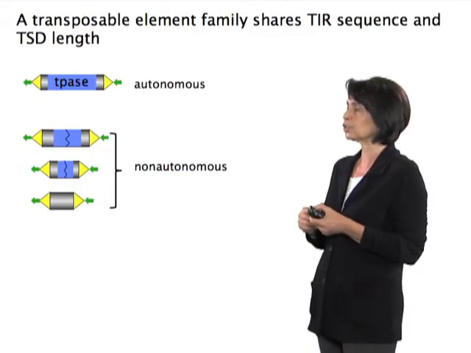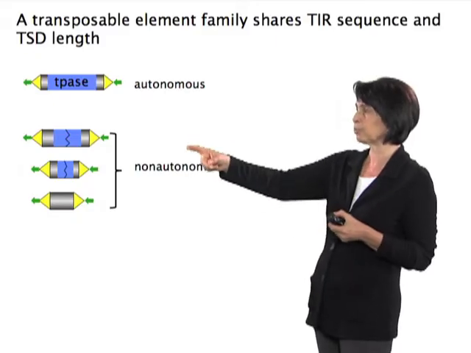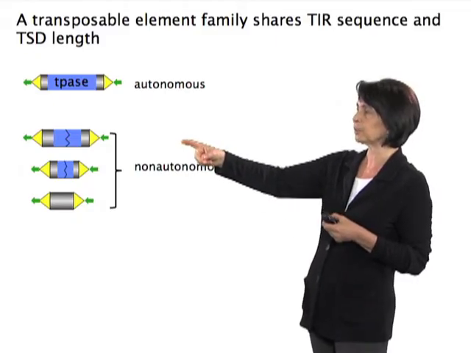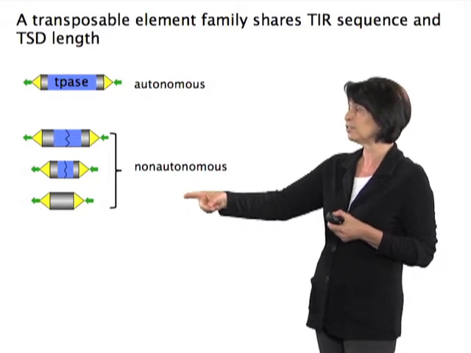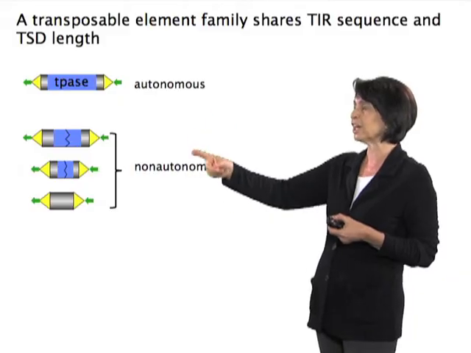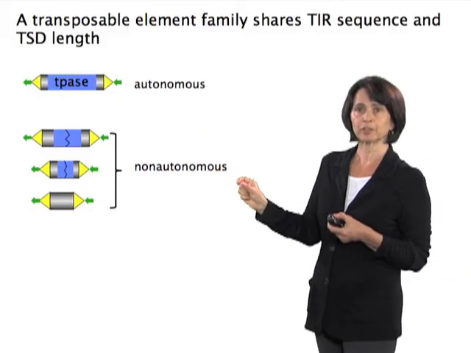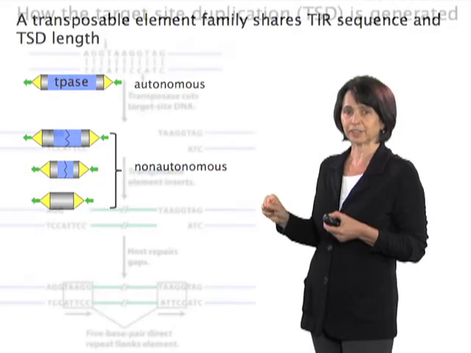And as you see here, the structure of the non-autonomous element can vary. Sometimes it'll be a simple deletion of the transposase region. Sometimes it could be more extensive. And sometimes the only thing it may share with the autonomous element are the terminal inverted repeats and the length of the target site duplication.